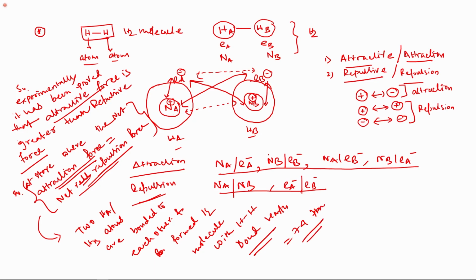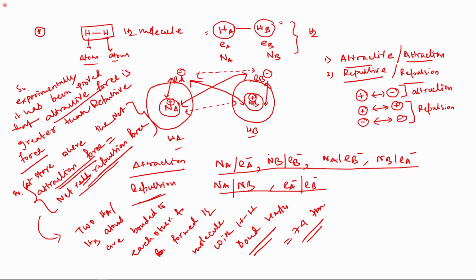So if you consider here, I am considering a small molecule. H2 is a molecule, so there are two atoms present. One is the H of A, another is the H of B. So two hydrogen atoms have a nucleus N of A, electrons E of A.